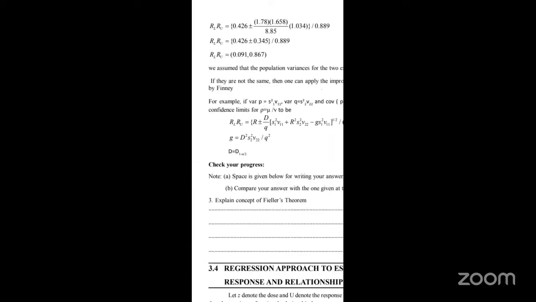We assume that the population variances for two extracts are the same. If they are not the same, then one can apply the modification of Fieller's theorem obtained by Finney. For example, when variance of p equals s squared 1 v11, variance of q equals s squared 2 v22, and covariance of p comma q equals 0.